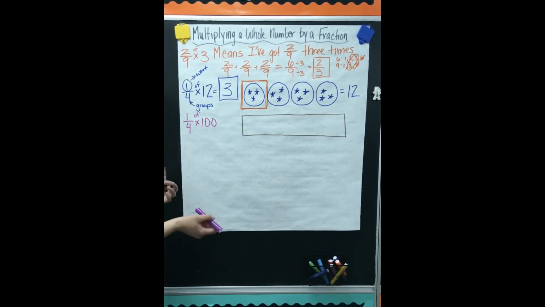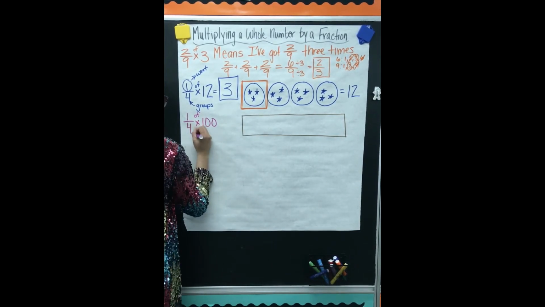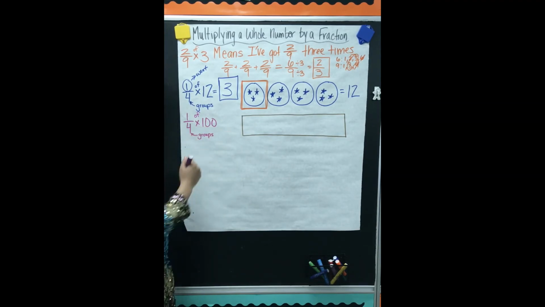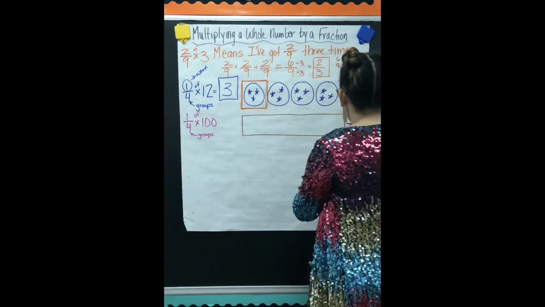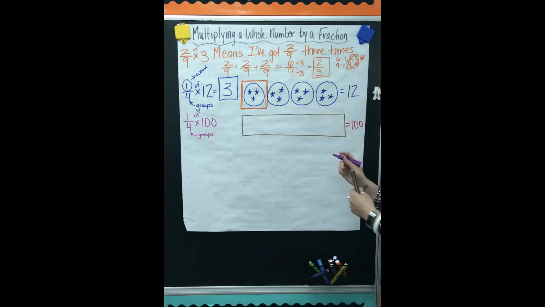So I'm going to model this. Well, my 4, my denominator, represents what? How many groups I'm going to split 100 into? So I'm going to split 100 into 4 groups. This fraction bar right here, this equals 100. So we're going to split this into 4 equal groups.